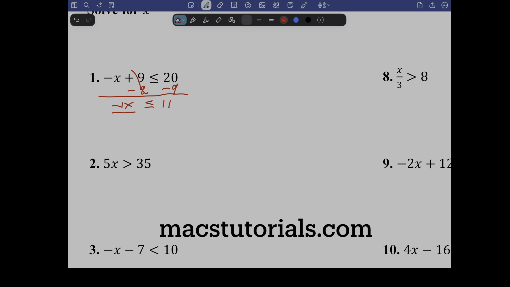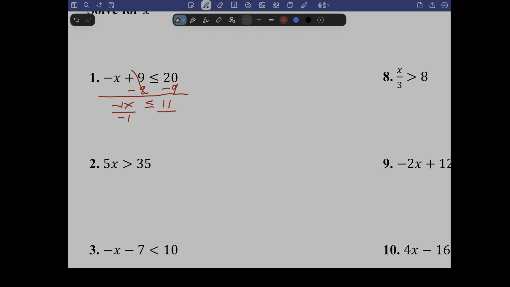Now, here, that's like a negative 1x. So I'm going to divide each side by negative 1. Once I divide by a negative, that is the red flag. That's the one that lets you know that you have to flip the sign, which I didn't. Okay, there we go. Now I flipped the sign. So whenever you multiply or divide by a negative, that's when you do it.